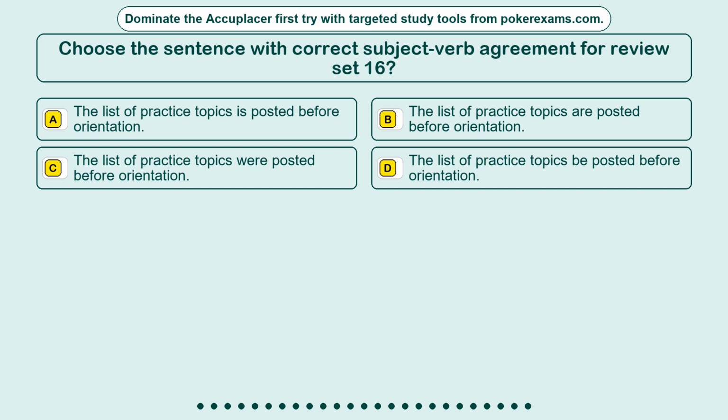Question 18. Choose the sentence with correct subject-verb agreement for review set 16. Option A. The list of practice topics is posted before orientation. Option B. The list of practice topics are posted before orientation. Option C. The list of practice topics were posted before orientation. Option D. The list of practice topics be posted before orientation.